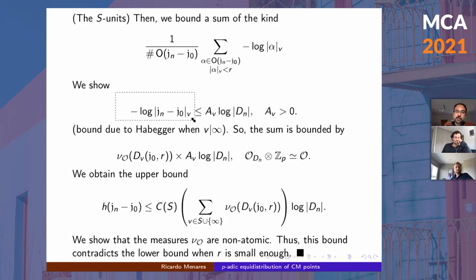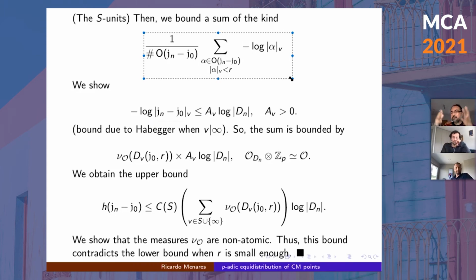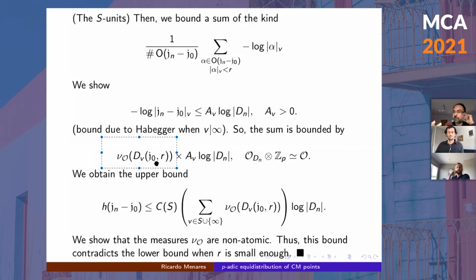okay, this bound is stated for Jn minus J0, but it's also true for the Galois conjugates. So all this minus log of absolute value of alpha will be bounded in the end by some constant times the logarithm of the absolute value of the discriminant. So this average here will be bounded by the logarithm of the discriminant times the number of Galois conjugates that fall inside this disk of radius r. And that will be roughly the limiting measure of the disk with center J0 and radius r.